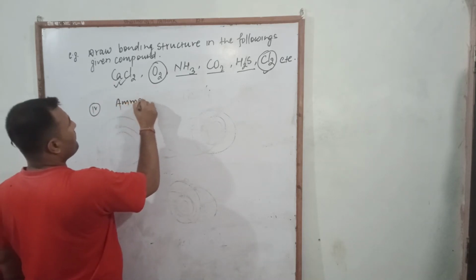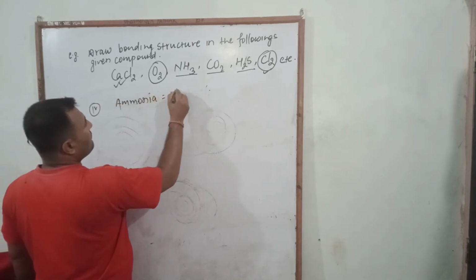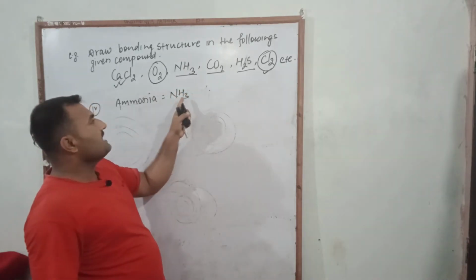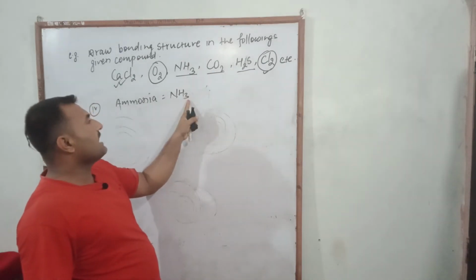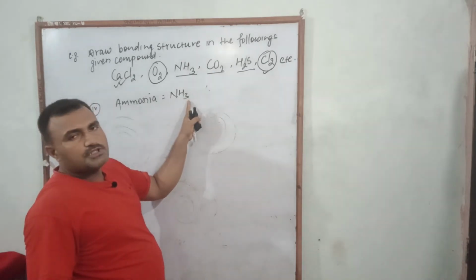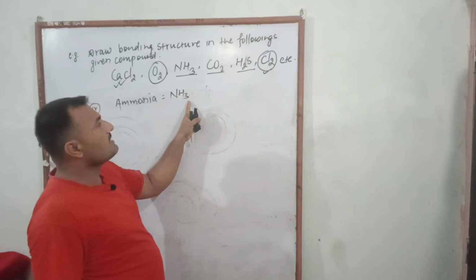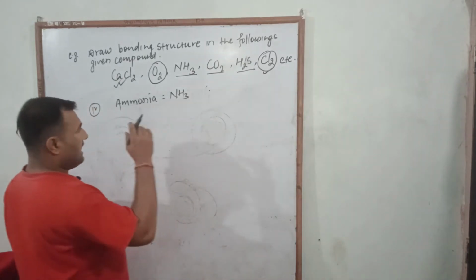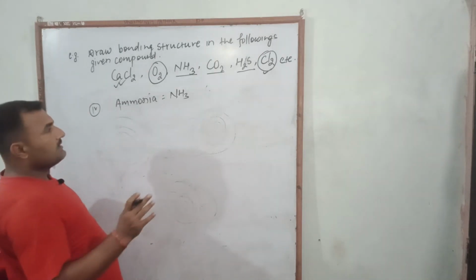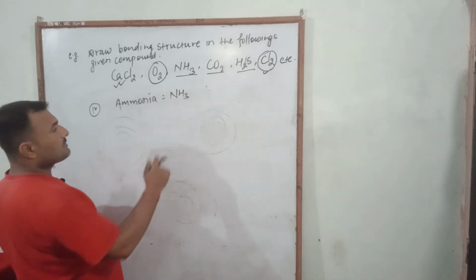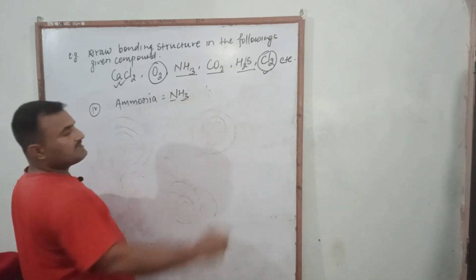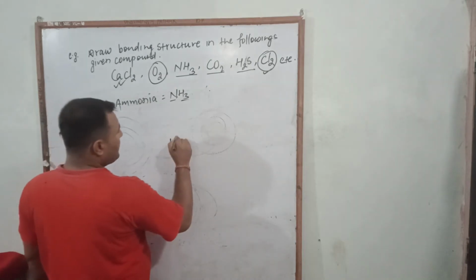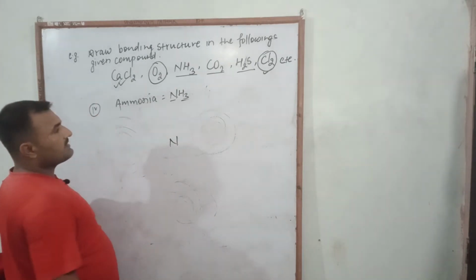Ammonia. The molecular formula of ammonia is NH3. It means 1 nitrogen and 3 hydrogen are in ammonia. Nitrogen and hydrogen both are non-metals, therefore the bond formation is a covalent bond, formed by sharing of electrons between nitrogen and 3 hydrogen. The number of nitrogen is less, and here nitrogen is the central atom.